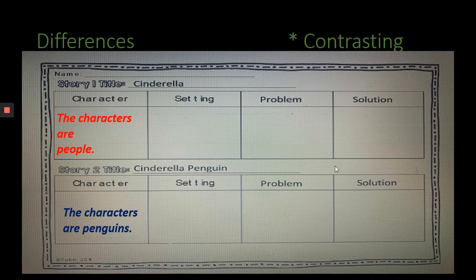We will be using this information in a future lesson, so please take your time and make sure that you have at least 2 to 3 similarities and differences between Cinderella and Cinderella Penguin. And really try not to use the examples that are in this lesson. I know you can do it. We believe in you, and have a wonderful day.